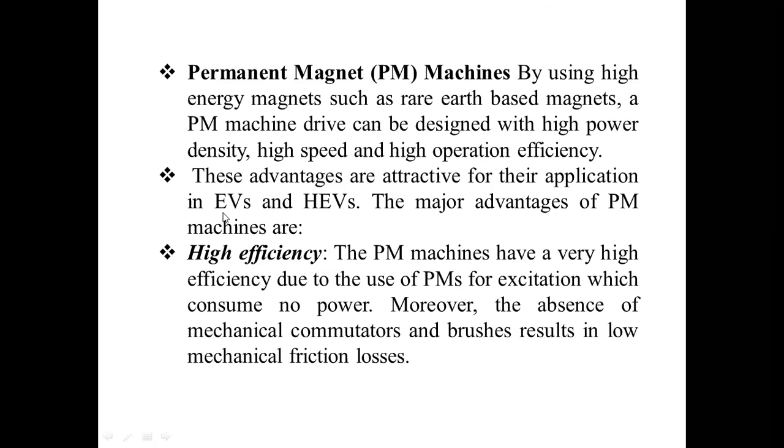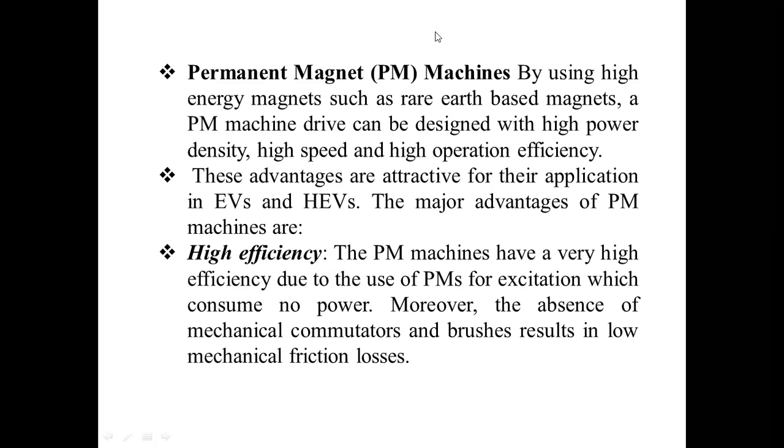If you observe here, this is EVs, nothing but electrical vehicles, and HEVs, that is hybrid electrical vehicles. Hybrid is nothing but a combination of two engines: one is an electrical engine and the next one is a fuel engine, that is petrol or diesel. Next one, the major advantages of these permanent magnet machines. What type of major advantages do we have to operate that motor?